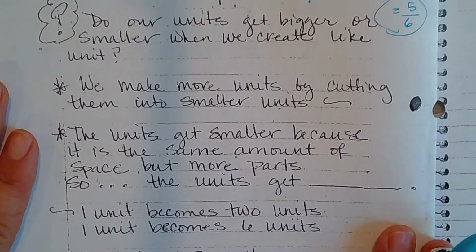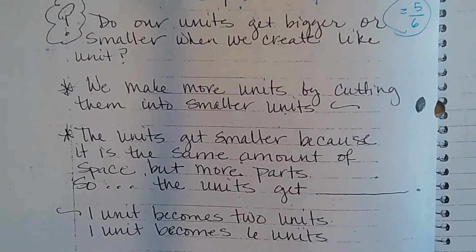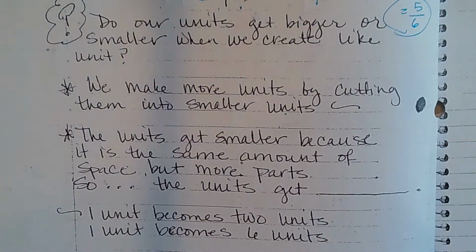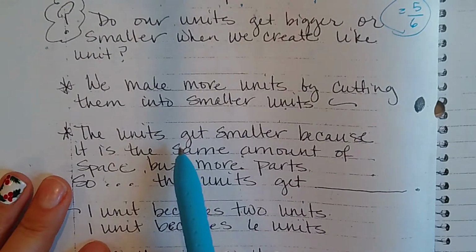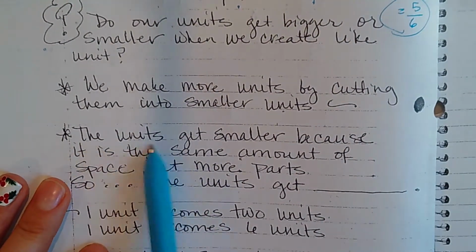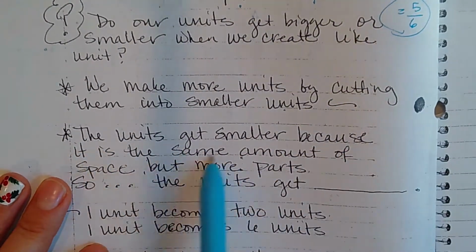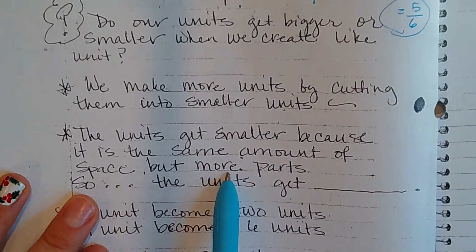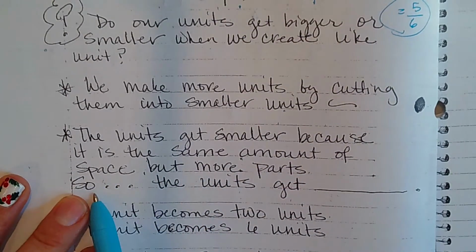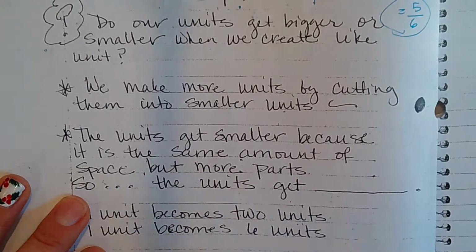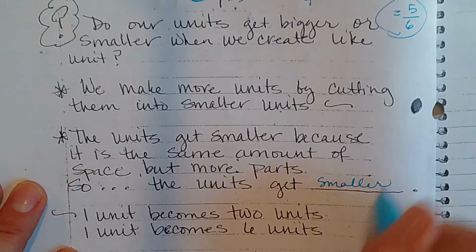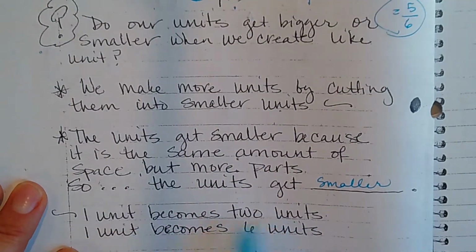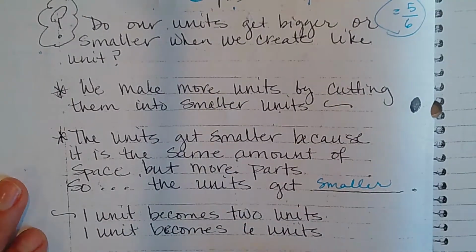That's like having to share with your brother or your sister. Now you're getting a smaller piece, but you're making more pieces to share. So it's very much like the CGI problems that we do. The units get smaller because it is the same amount of space, but more parts. So the units get smaller, right? 1 unit becomes 2 units. 1 unit becomes 6 units.